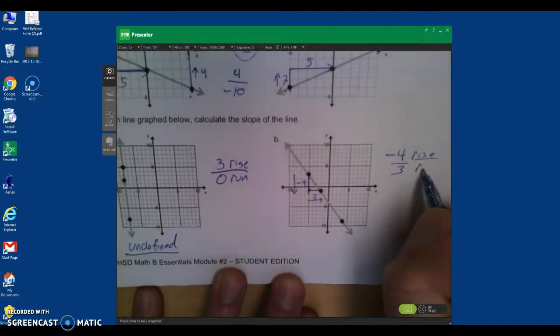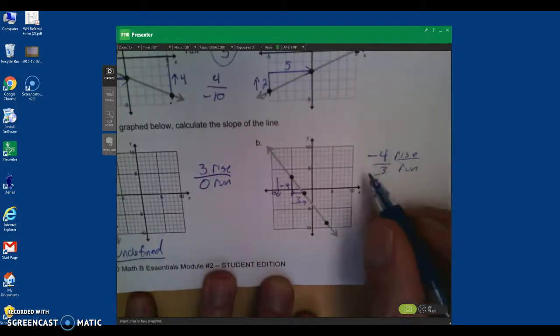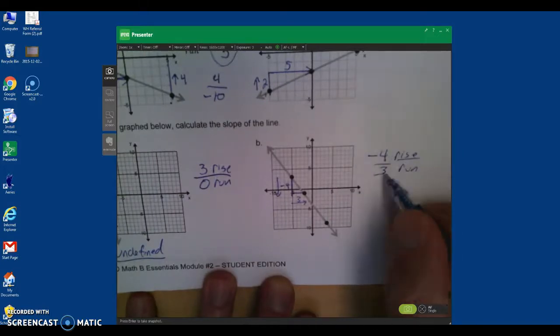Now I know you guys want to change that into a mixed number, but since we're dealing with a rise over a run as a ratio, as a fraction, just leave it as an improper fraction.